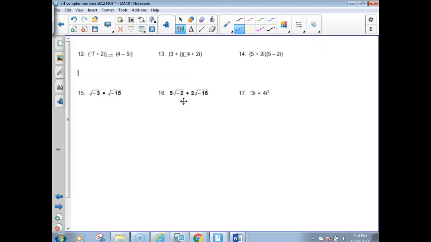All right, so on number 12, we are distributing the minus sign on the second parentheses. So you should have negative 7 plus 2i minus 4i plus 5i. That gives us negative 11 plus 7i.